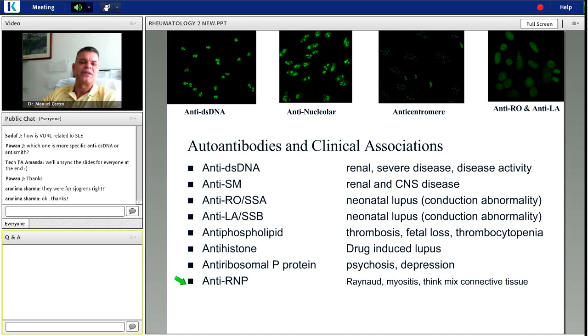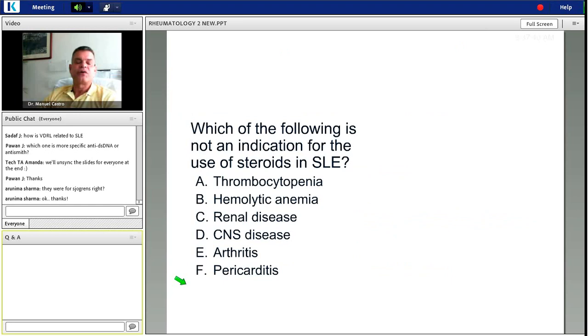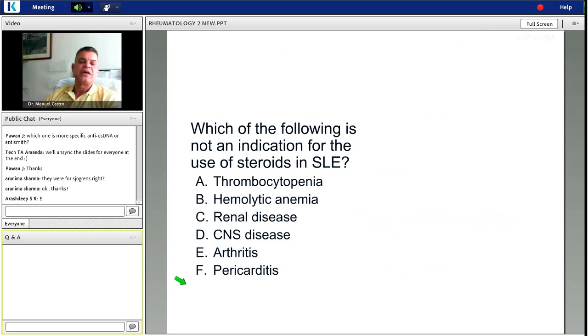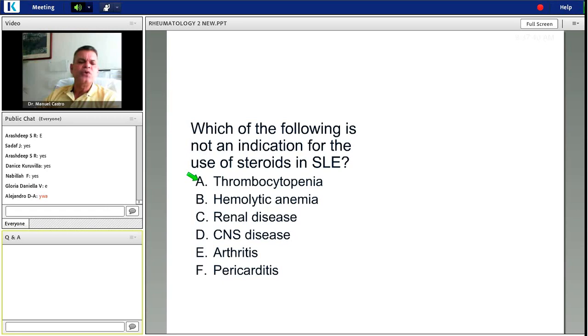Now, which of the following is not indicated for the use of steroid in SLE? I kind of told you already what the use of steroid is, and I still want you to make sure that you know the use of steroids really well. Is thrombocytopenia a use of steroid? Well, you guys had hematology already, right? Do you use steroid in patients with thrombocytopenia? Yes, right? Okay, what about hemolytic anemia? Is steroid a good drug? Absolutely. Renal disease, are we going to use steroids? Absolutely.